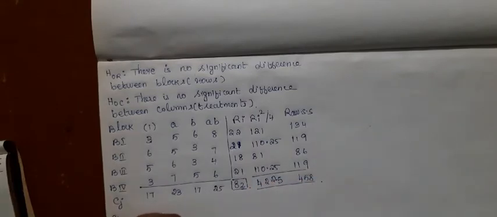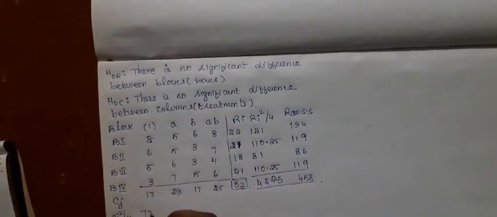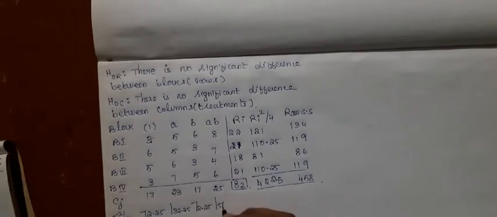Then find Cj square by 4. 17 square divided by 4 because you have 4 values here, right? 72.25, 132.25, 72.25, 156.25. So here the total is 433.